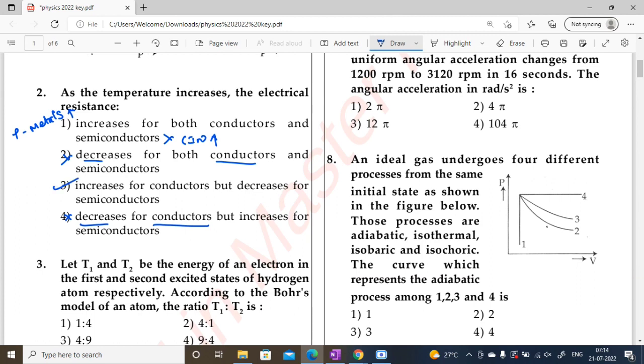So I am moving through the question paper by eliminating the rest of the wrong options and getting the correct option, right?